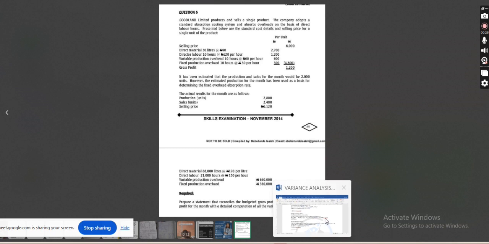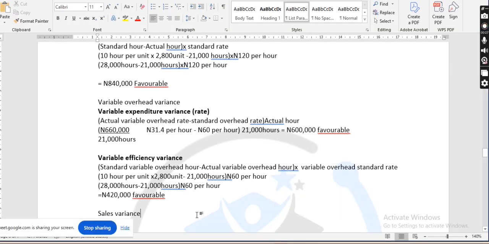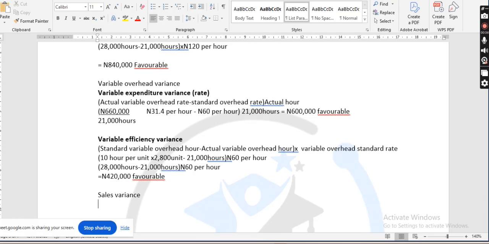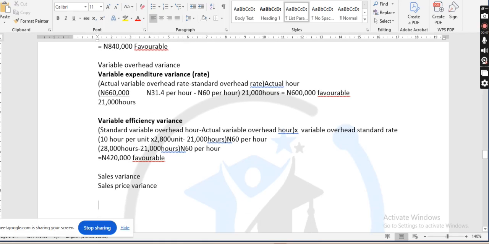So don't forget that sales variance is also divided into two, right? Sales variance is also divided into what? Into two. That is, the first variance is sales price variance. This is price. Don't forget it is price.